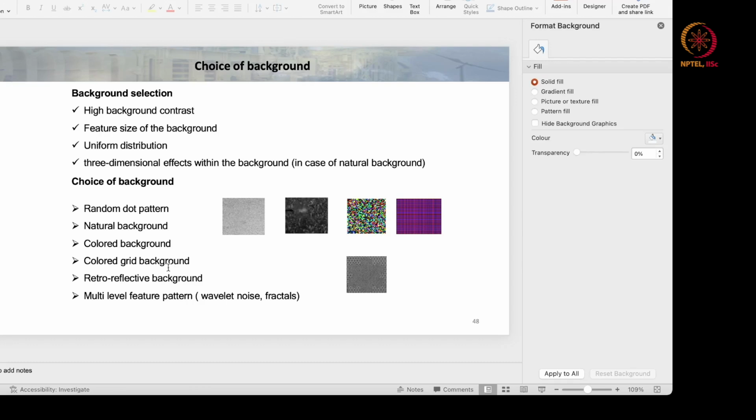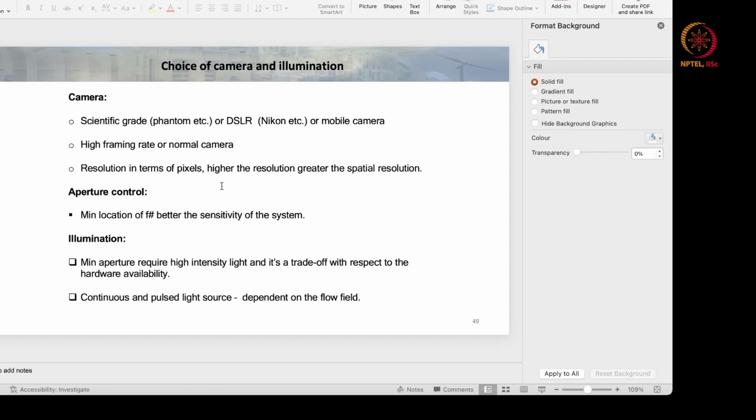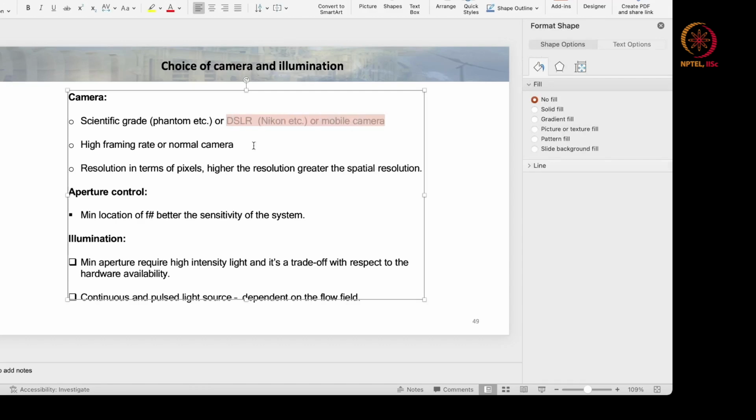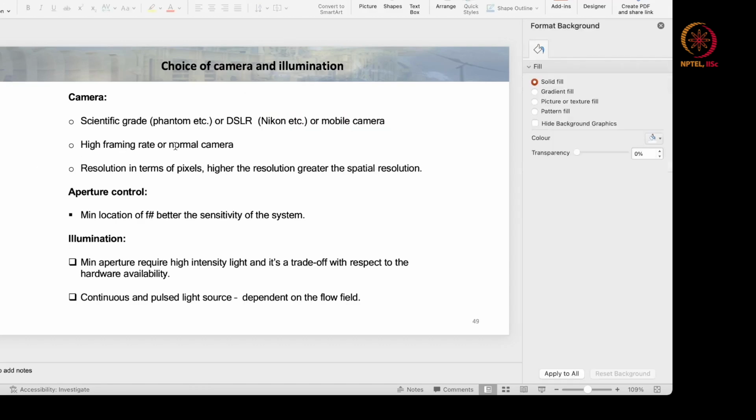If you have a colored background, a retroreflective background, or a multi-level feature background, all these are the choices of backgrounds that you need for the BOS. The camera is usually a scientific grade camera like Phantom and Photon, or DSLR cameras are also okay. You can have a high framing rate or a normal camera depending on your requirement.